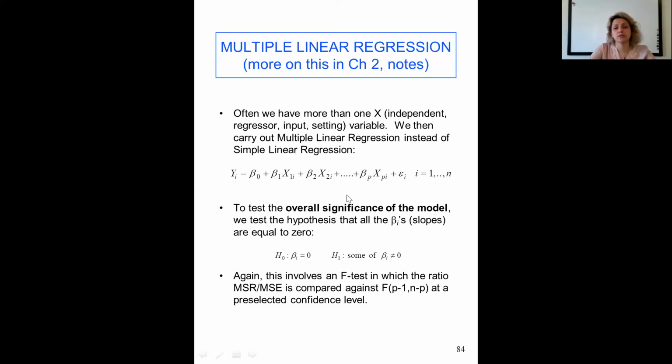Because we are working with the ANOVA table, we are going to have the F test, and the F statistic is going to be MSR over MSE. Then we compare it with the F from the table, with P minus 1 and N minus P degrees of freedom, at the pre-selected confidence level. Like 95% confidence, so alpha is going to be 5% when we read the F from the table.